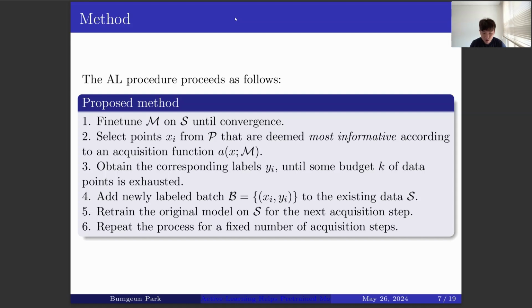Once the points are selected, obtain their corresponding labels from the Oracle until some budget K of data points is exhausted. Then, add these newly labeled points to the existing dataset S. Using this updated dataset, the original model is retrained for the next acquisition step. This overall process is repeated for a fixed number of acquisition steps.